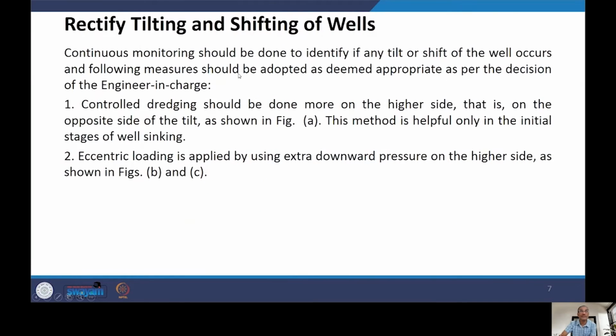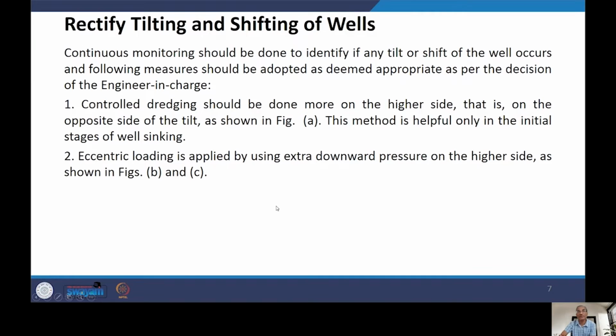Now the issue is how you can rectify tilting and shifting. Suppose there is some issue with tilting and shifting, then it can be rectified. First, continuous monitoring should be done to identify if any tilt or shift of the well occurs, and in that case, the following measures should be adopted as deemed appropriate as per the decision of the engineer in charge. First, controlled dredging should be done more on the higher side, that is on the opposite side of the tilt, as shown in figure A. This method is helpful only in the initial stages of well sinking.